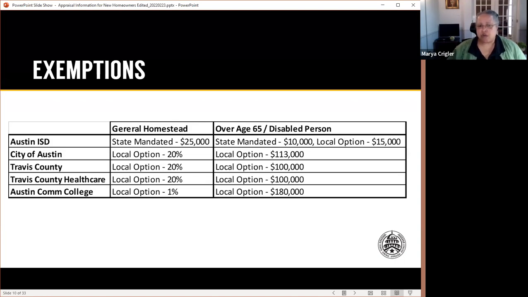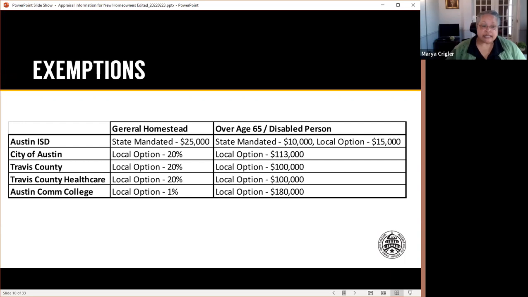And this chart just shows you for the most common taxing entity combinations that we see in Travis County, and that's Austin ISD, the City of Austin, Travis County Healthcare, and Austin Community College, the different amounts of the exemption that they're able to grant or that they've elected to grant. So for school districts, it's state mandated. The state mandates that school districts must grant a homestead exemption, and the amount of the exemption that they grant must be $25,000. Then the cities, counties, and other taxing entities, they have a local option, and they can adopt a local option exemption of a percentage, and it can be anywhere from 1 up to a maximum of 20%.